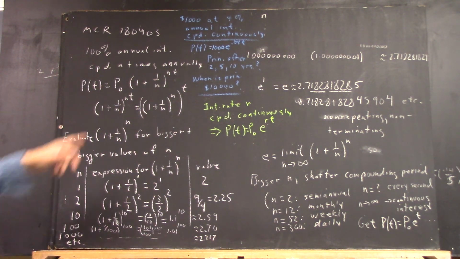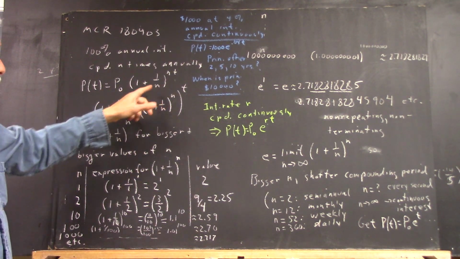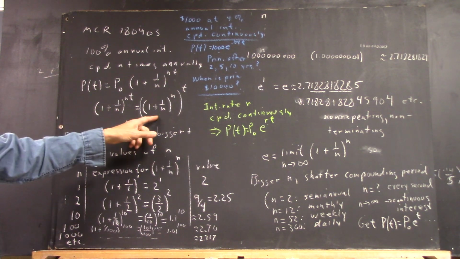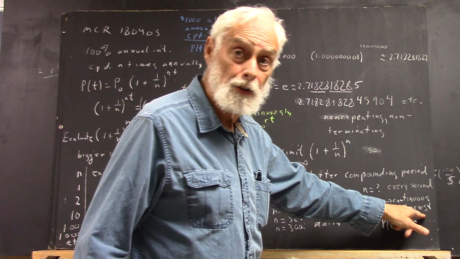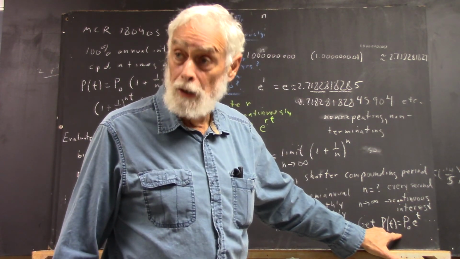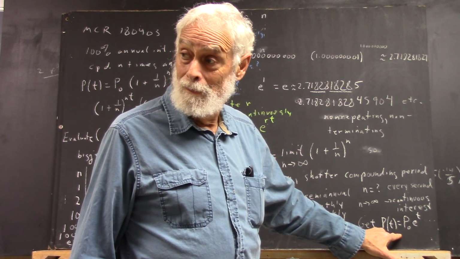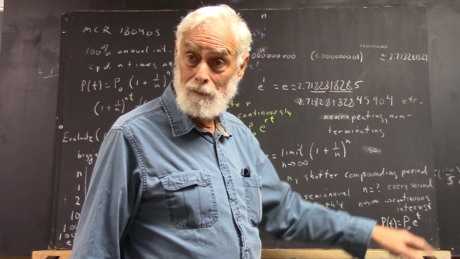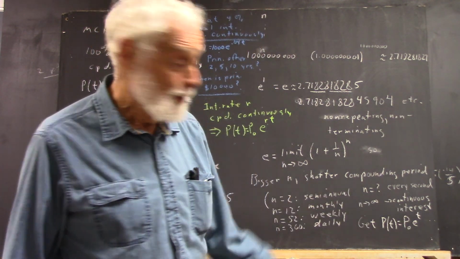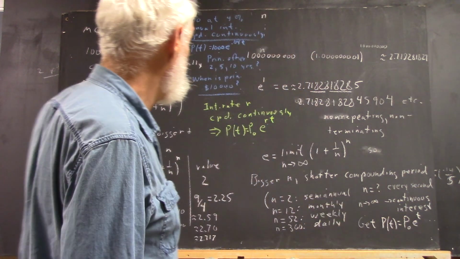So your principal function, which is P naught times this, basically becomes P naught times e to the t, where P naught is your initial investment, the investment you have at t equals 0. So that's where e comes in.